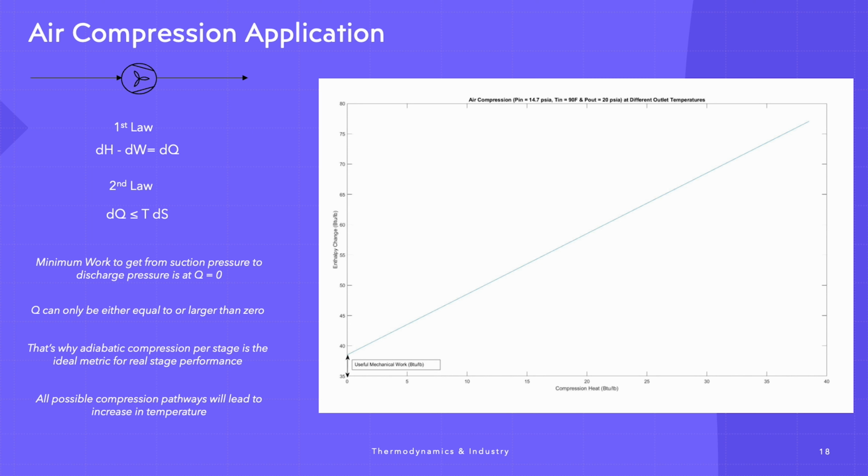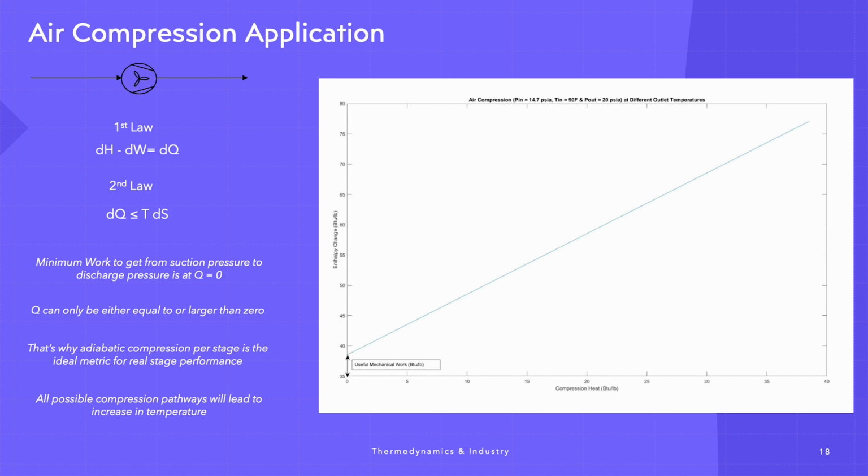But to go into the elementary pieces, pretty much the Q can either be 0, which is an adiabatic case, or isentropic case, or more than that. And as you can see from the chart, all possible compression pathways will lead to an increase in temperature. So for the air, every time we compress, no matter what happens, at the exit of that compression stage, the temperature will be increasing, even in the adiabatic case.